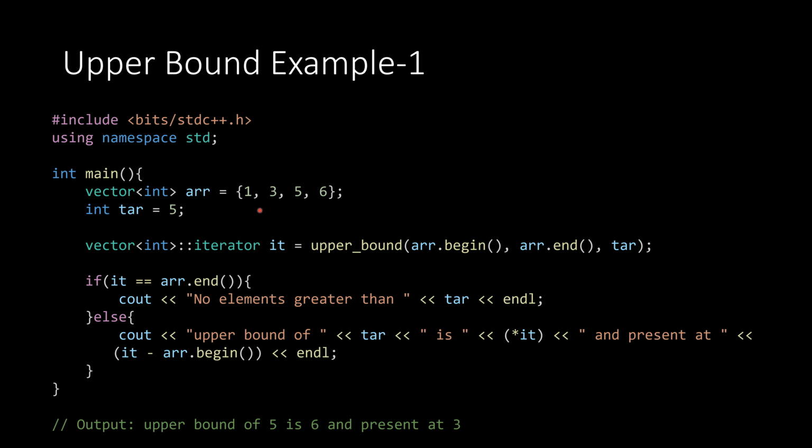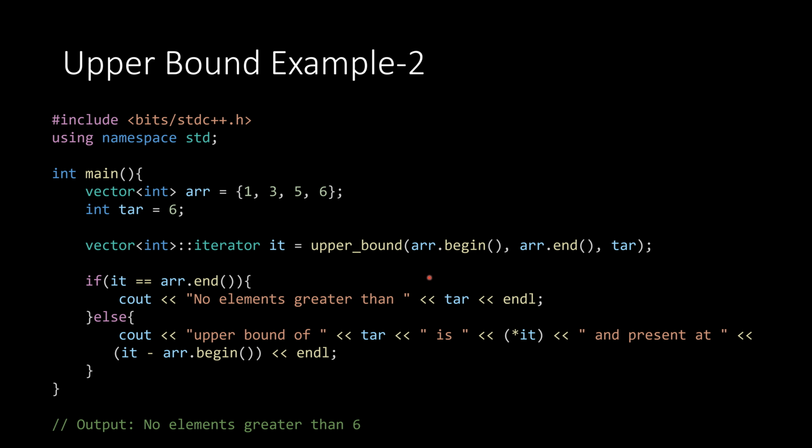So the same example: 1 3 5 6. I declared the target equal to 5. Now I try to find the upper bound in the array. The next upper bound will be 6 only. So it will return the iterator to the 6. In the same way as in the previous example, I'm going to dereference this and also find the index by using a simple arithmetic operation. The output will be upper bound of 5 is 6 and present at 3.